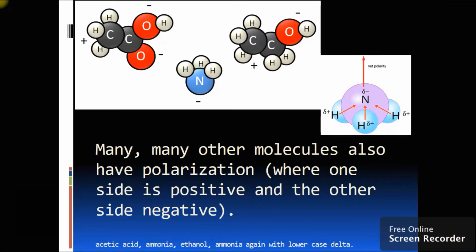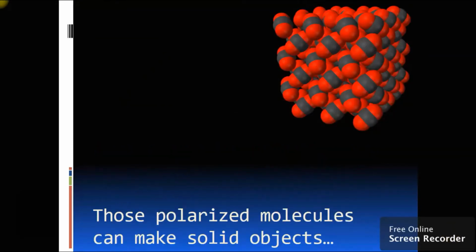Okay, so we've got positive charge on one side, negative on the other, and now here's a picture of some molecules that are all together. And you can take those polarized molecules and make a big solid object out of it. And that's what the picture would look like.